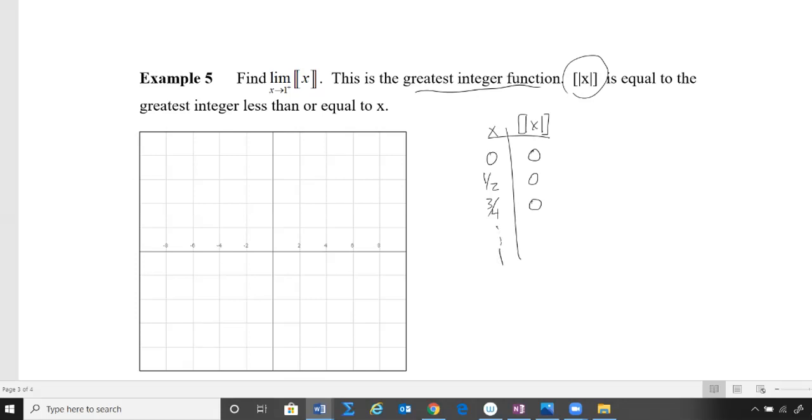And right at 1, you get to put in a 1, because the greatest integer less than or equal to 1 is 1. And then you continue: 1.2 is still 1, 1.3 is still 1, and so on, all the way up to 1.99999, still 1. When you hit 2, it jumps to 2.